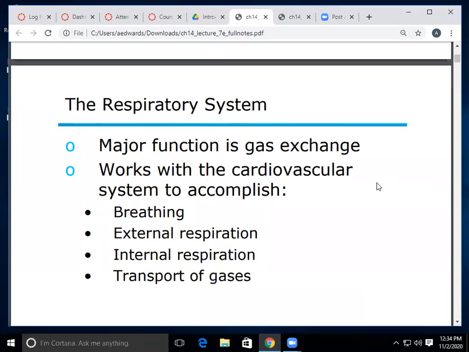All right, so as I mentioned earlier, the respiratory system is involved in gas exchange, works in partnership with your cardiovascular system, to help you breathe. External respiration, interaction with the external environment, internal respiration, what's going on inside your body, and transporting those oxygen molecules and carbon dioxide molecules, those gases.